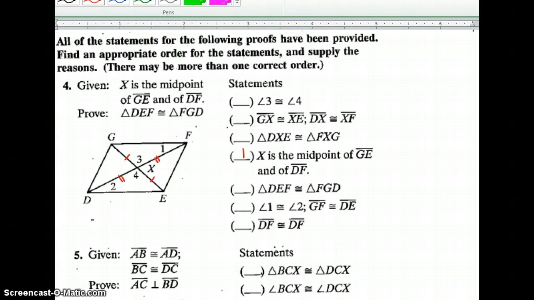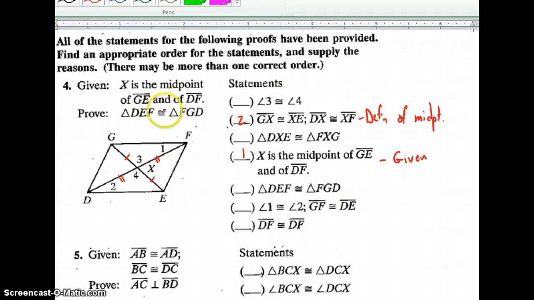Oh, supply the reasons, so I don't have the other column here. That's given. Definition of midpoint will tell me these other things are congruent here. I kind of like this kind of problem. Okay, and then when that's all done, I'm kind of hoping.